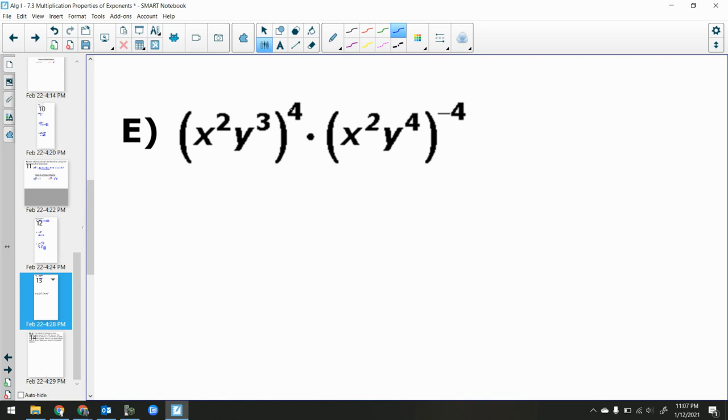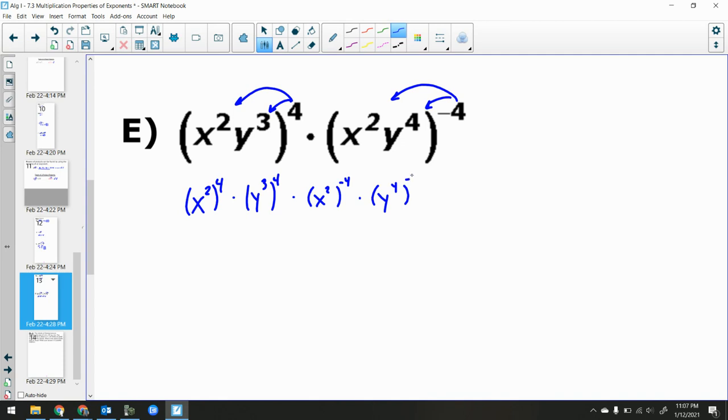Okay. So the first thing I'm going to do is I'm going to distribute this 4 in here and here. So this is x squared to the 4th times y to the 3rd to the 4th. On the same step here, I can distribute this negative 4 in. So this is x squared to the negative 4th times y to the 4th to the negative 4th. Okay, now I'm going to multiply all of these. X to the 8th, y to the 12th, x to the negative 8th, y to the negative 16th.